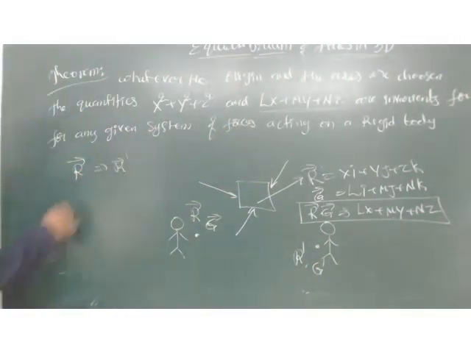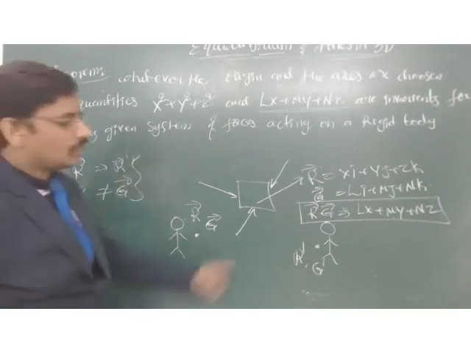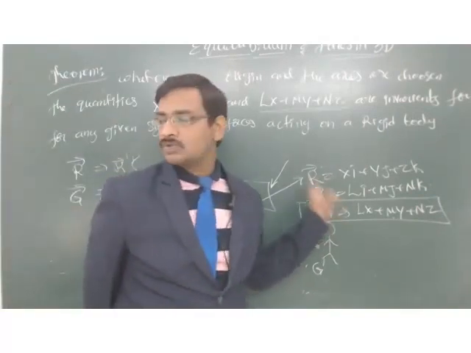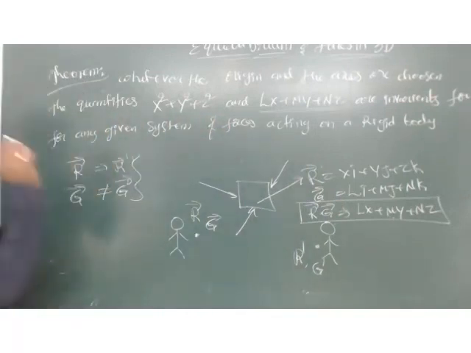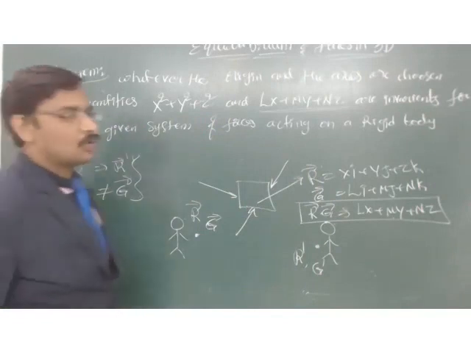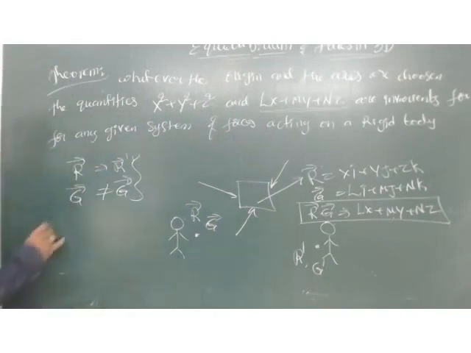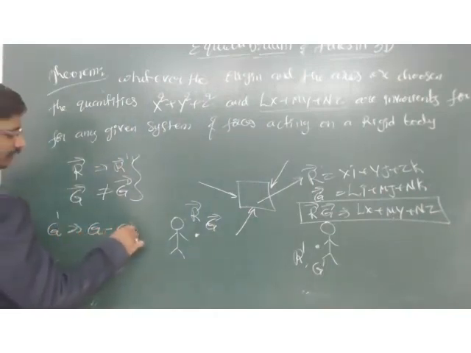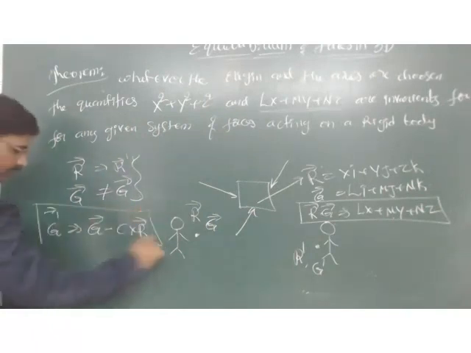And then, but G is not equal to G dash. Based on this assumption, you try to calculate the dot product of these two in the first case and the second case. So this dot product, you try to find out the relation between these two. And I have given one more relation in the previous classes. So I have proved a relation between G dash and G. G dash is equal to G minus C cross R. So this relation I already proved.